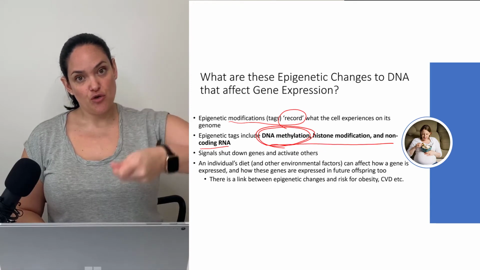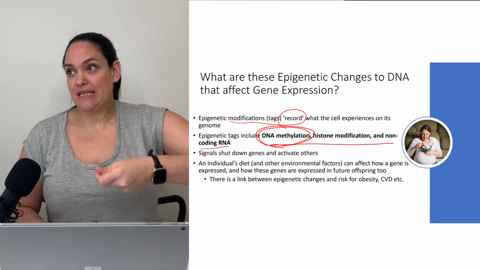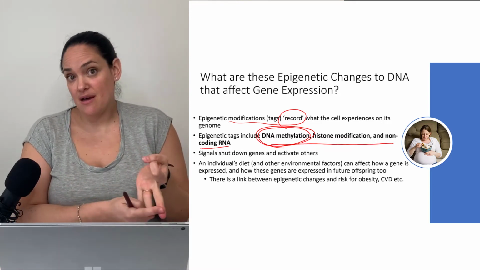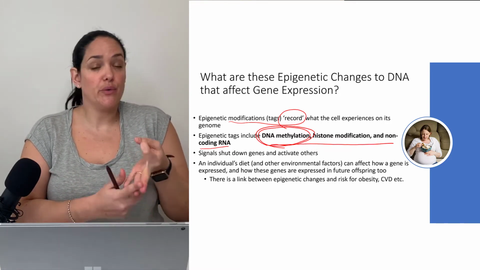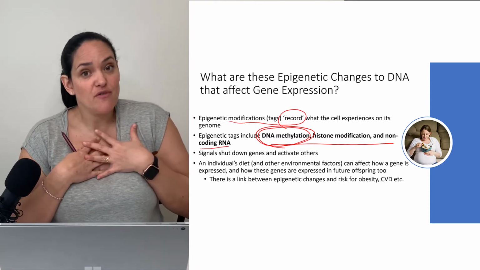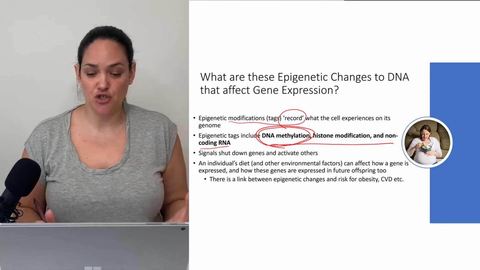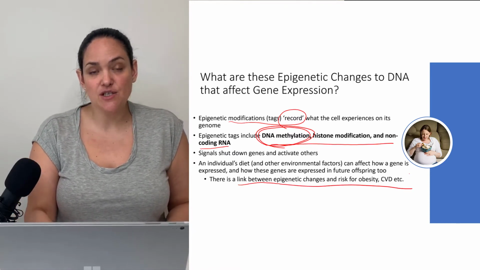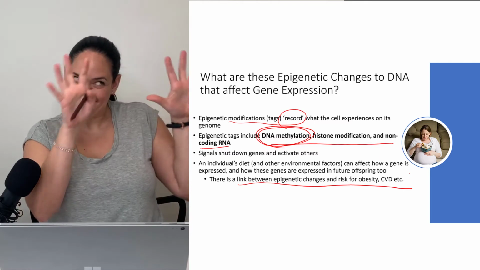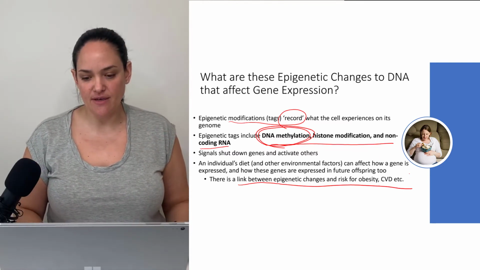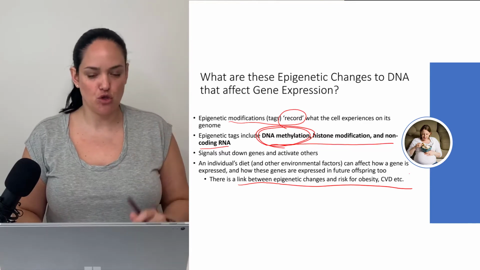And these external factors, like a person's diet, whether they smoked, whether your mother had anxiety when you were in the womb, these kinds of things are recorded on top of our genome and again affect gene expression. And we do believe that is one of the things that links genetics and epigenetics to diseases like obesity and cardiovascular disease and a whole slew of other ones.